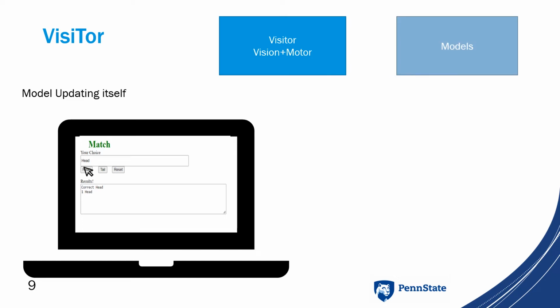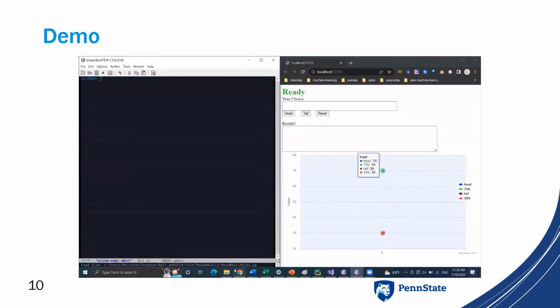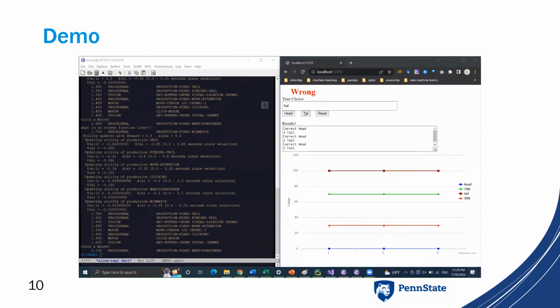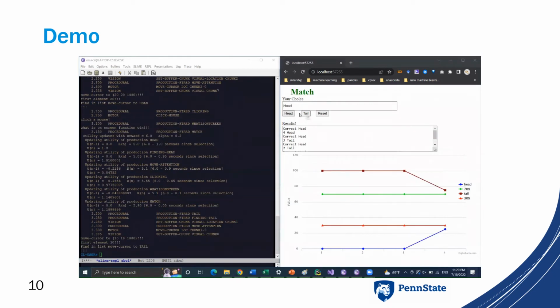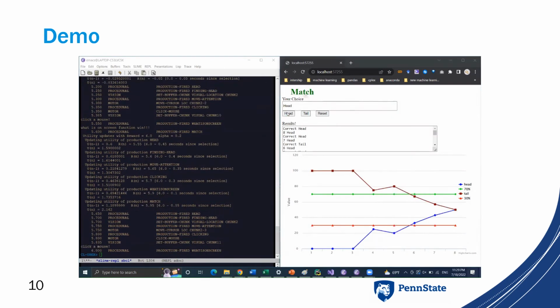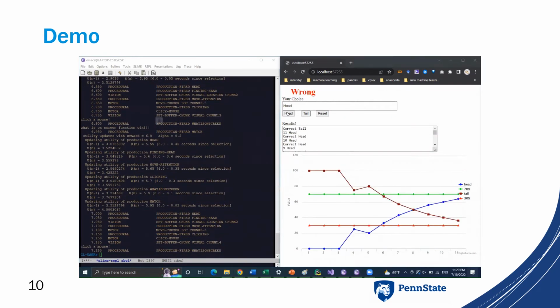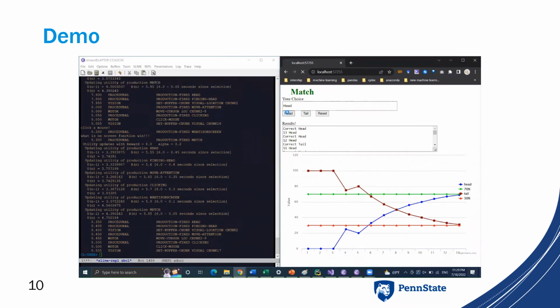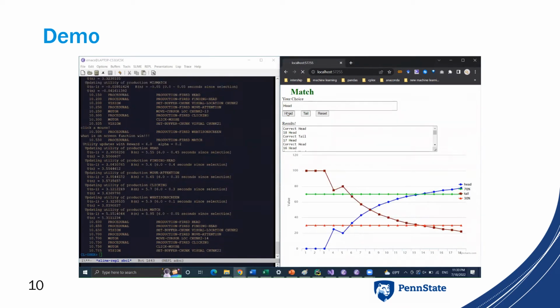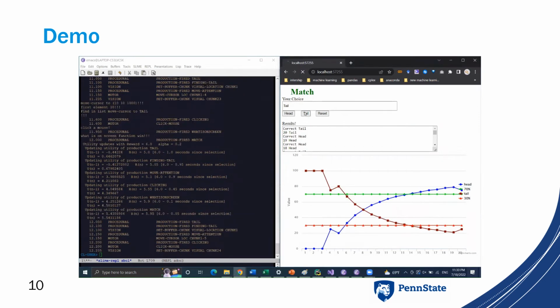And then the model needs to update itself based on the feedback it just received. Here is a demo of Visitor being used alongside ACT-R. As you can see, the model first looked for the ready visual object to make sure that the game is ready, and then after that the model is looking for the visual objects such as head and tail whenever it decides to play them, and then it's going to look for the feedbacks corresponding to them.